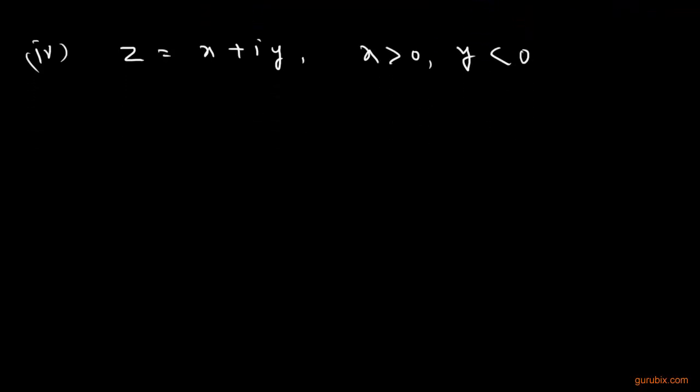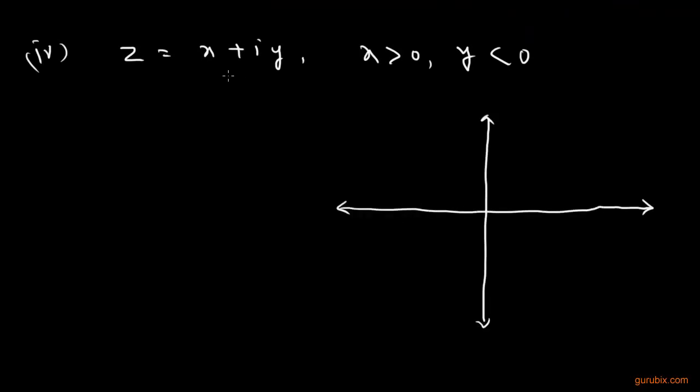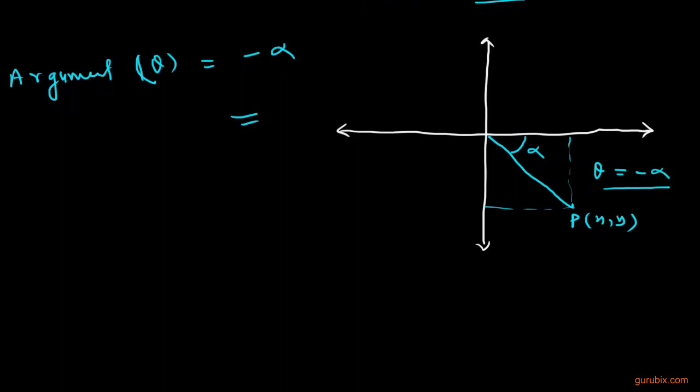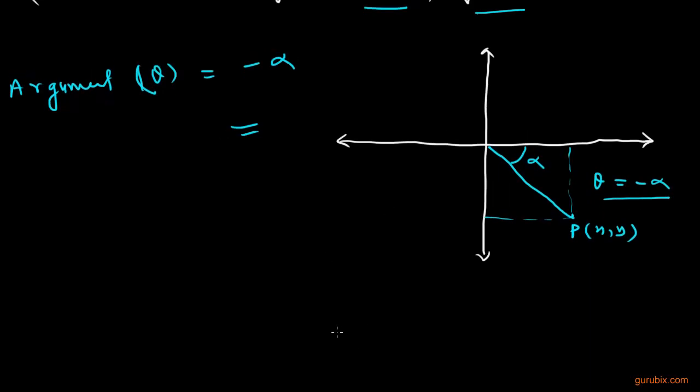Then what will be the argument in this condition? Suppose this is our Argand plane. Clearly, this complex number is in the fourth quadrant. Suppose this is the point P, which represents the complex number x plus iota y, and this is alpha. In this condition, theta will be equal to minus alpha. Therefore, the argument, which is theta, is equal to minus alpha, where the real part is positive and the imaginary part is negative. So this is how we can calculate the argument of a given complex number.